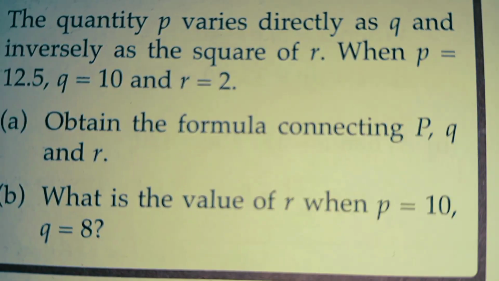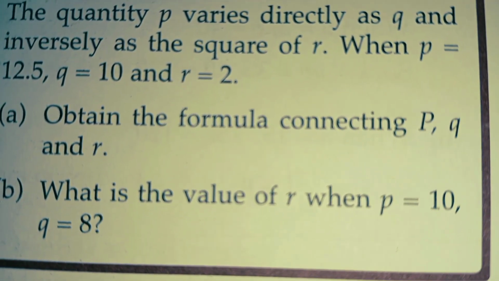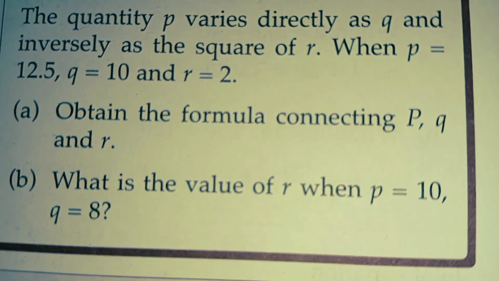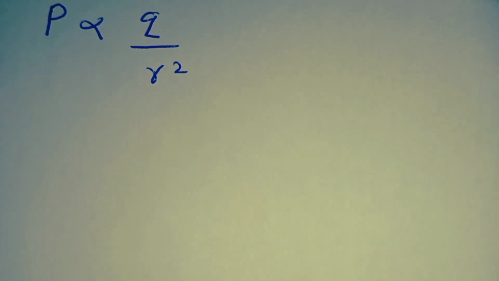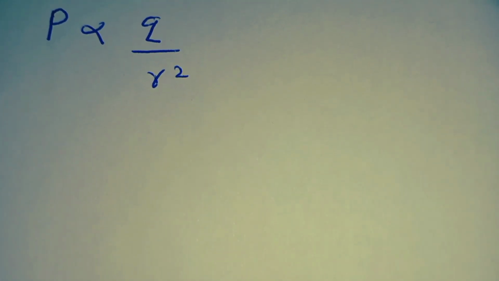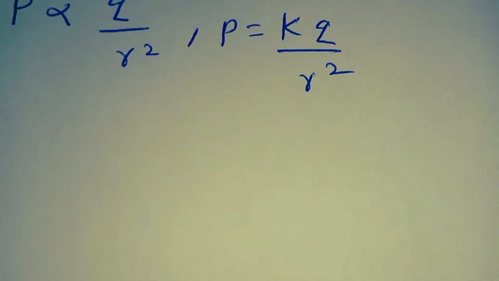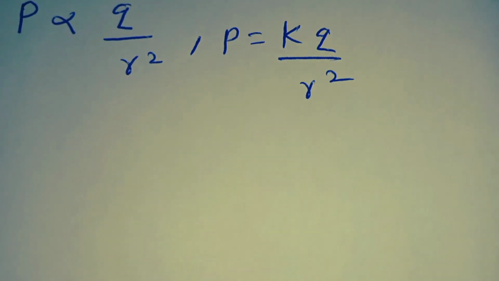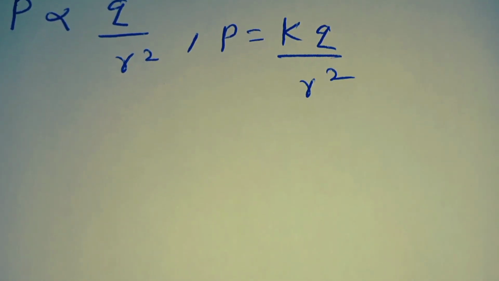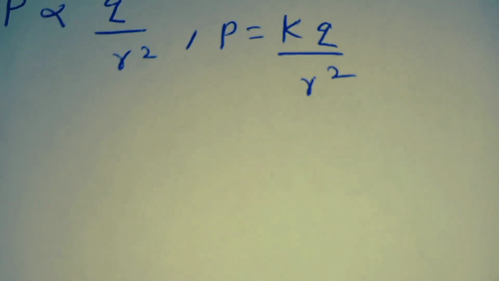So to do that, the first thing we are going to do is to formulate the equation as follows. That equation means P varies directly as Q and as the square of R. We introduce the constant of proportionality. So introducing the constant of proportionality, P is equal to KQ divided by R squared.